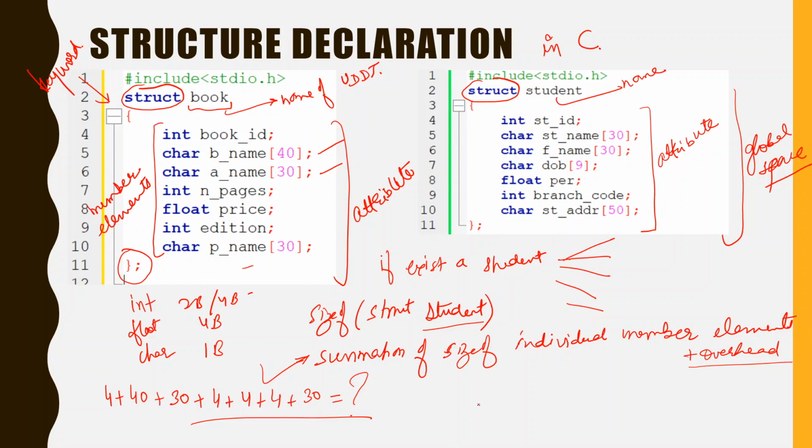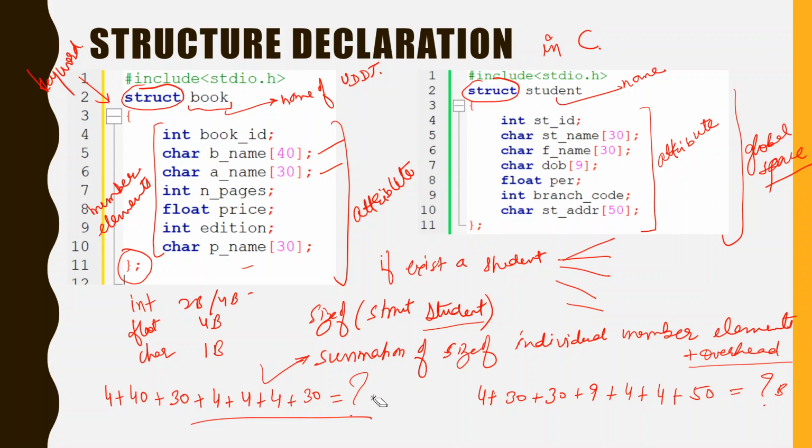Similarly, here for the student we have 4 plus 30 plus 30 plus character dob 9, so 9 plus percentage. Percentage is a float, so it is 4. Then you can see the branch code, that is an integer, so it would be 4. And then there is the address, that is student address, that is 50. So this summation of all the bytes would be the size of the structure in bytes.